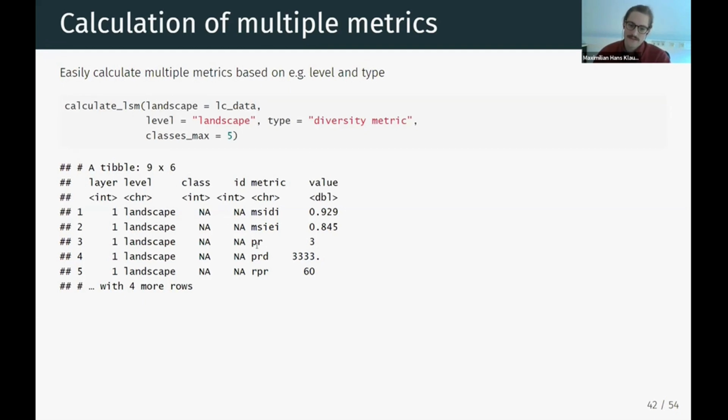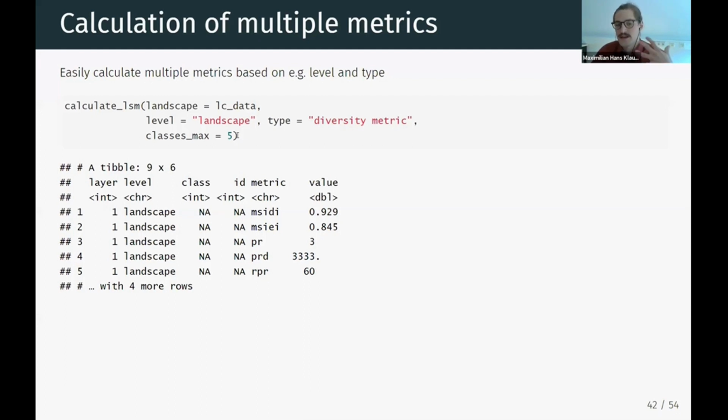For example, here's the patch richness, which is just the number of different classes, and this equals 3. So this function can be used quite easily to calculate a few different metrics, and it's easy to specify them by combining the level, the type, or the name of the metrics. You can also see in this example that I set classes max equals 5. A few of these metrics have some further arguments that you can specify, and you can also give the calculate LSM function these arguments.